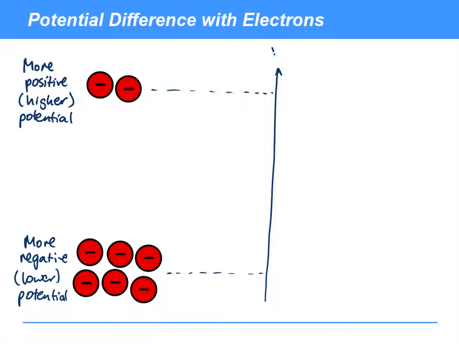So if we're measuring our potential difference, V, then we're going to have a lower potential and a higher potential state. So there's still a potential difference here. Remember, that energy is stored even in this situation. Now, what use is that energy?